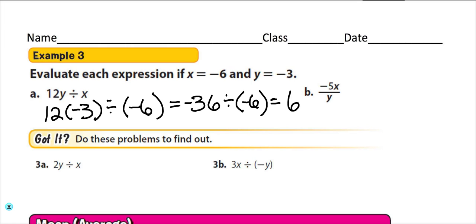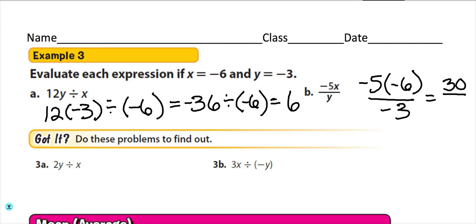Letter B, negative 5x over y. So I have negative 5 times negative 6 over negative 3. So division is like a grouping, at least the top part is and the bottom part. So we actually need to do negative 5 times negative 6 first. Negative 5 times negative 6 would give us 30. And then over negative 3, okay?